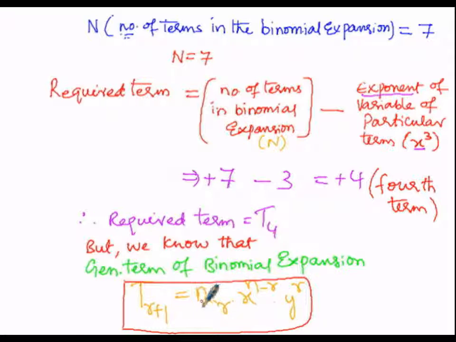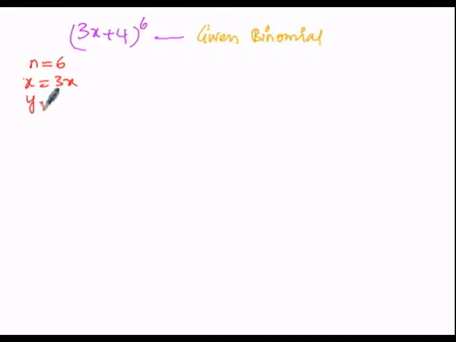Here the given binomial expansion is (3x plus 4) whole to the power of 6, in which small n is 6, the x value is 3x, and the y value is 4.